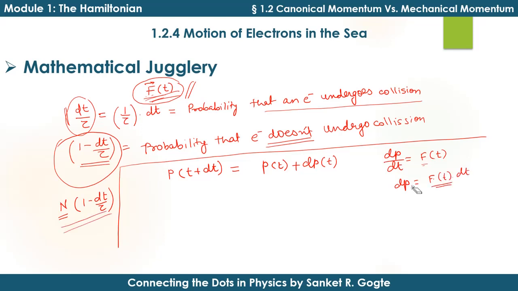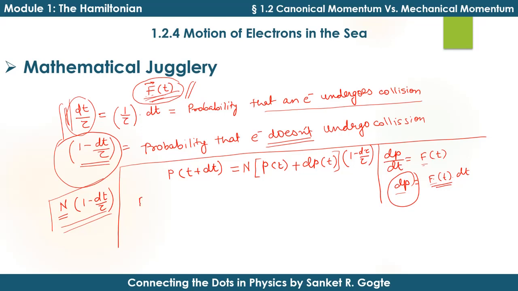But do all the electrons pick up this momentum? The answer is no, because only n into 1 minus dt by tau electrons have not undergone collisions. The electrons which have undergone collisions won't pick up this momentum, and we are interested in the ones that haven't. So what is the total momentum picked up collectively by all these electrons as they move under the influence of this force? It is n into P of t plus dp into 1 minus dt by tau.